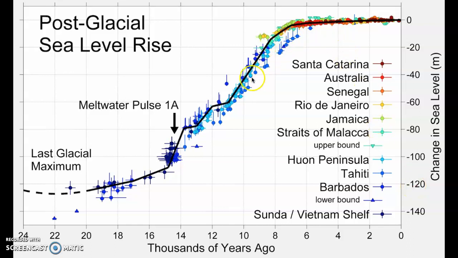And you actually see a very low amount of scatter in this curve, and a very well-established melting pulse associated with deglaciation. Anyway, that is just a quick primer on how corals can be used to provide really precise sea level measurements.